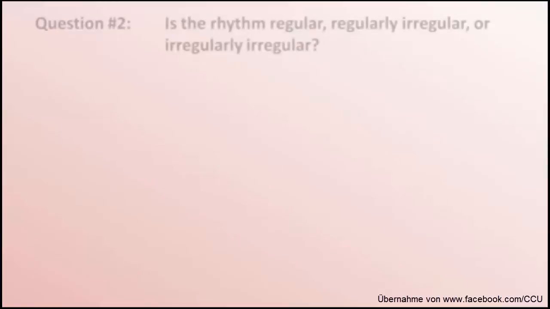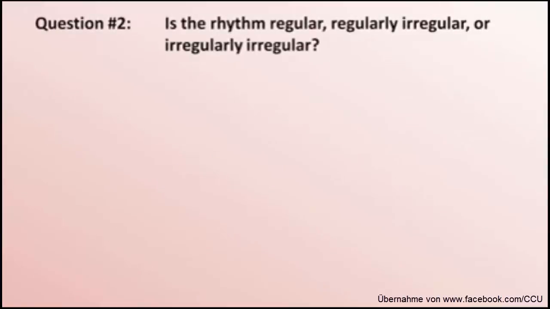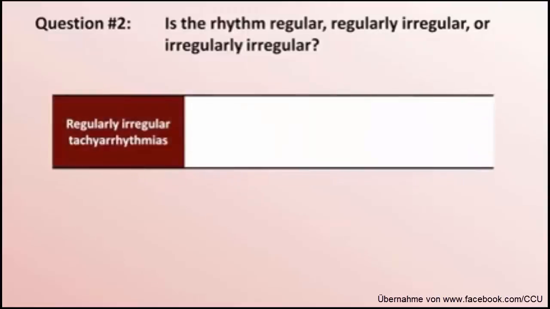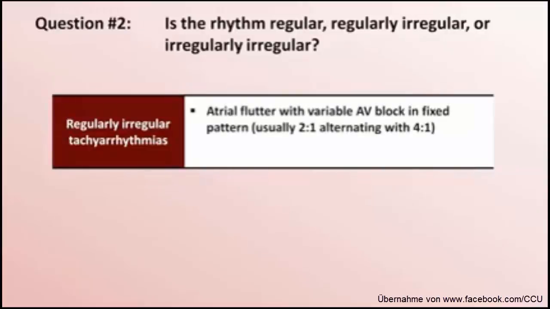Moving on to question 2, is the rhythm regular, regularly irregular, or irregularly irregular? While regularly irregular bradyarrhythmias, particularly type 1 second-degree AV block, are not rare, regularly irregular tachyarrhythmias are rare. The only 2 examples are atrial flutter with variable but consistently variable AV block, for example the 2-to-1 alternating with 4-to-1 pattern mentioned in the last video. The other example is any SVT superimposed on type 1 second-degree AV block.